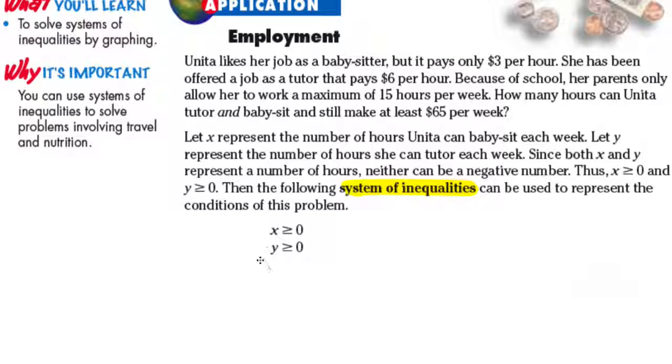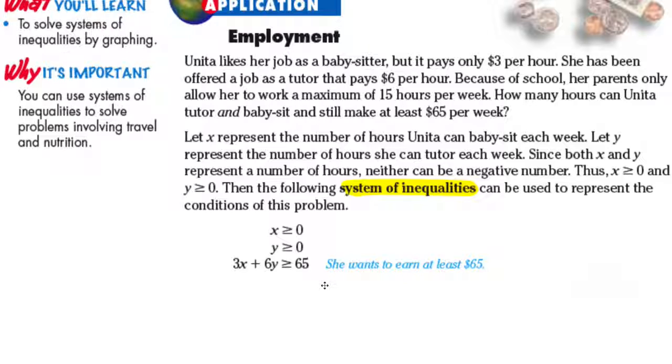Another inequality that we can write would be 3x plus 6y is greater than or equal to 65. Let's explain this inequality. 3 represents the $3 per hour that she babysits, and 6 represents the amount she earns per hour when she tutors. She wants to earn at least, that's why the inequality is greater than or equal to $65.